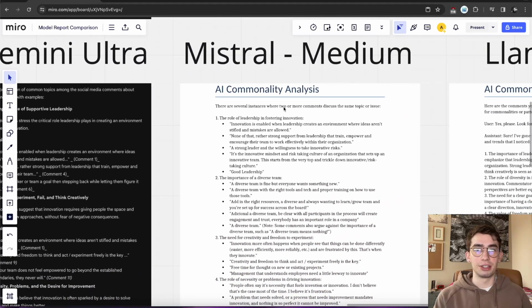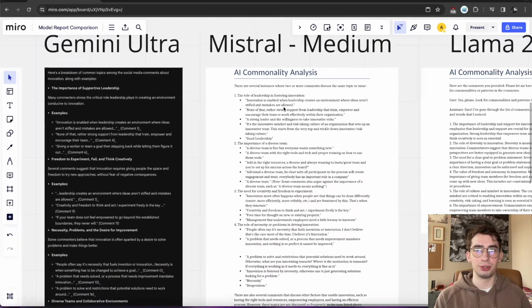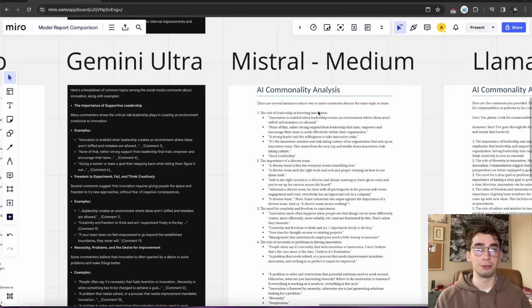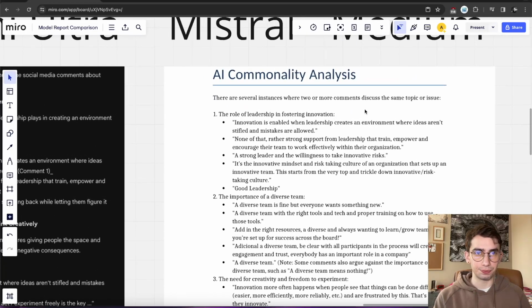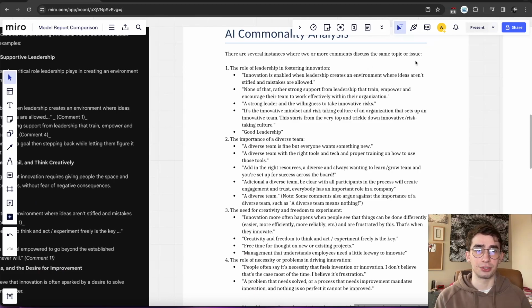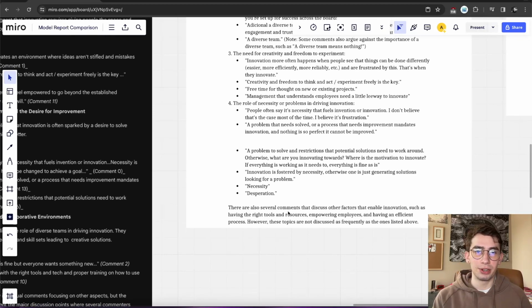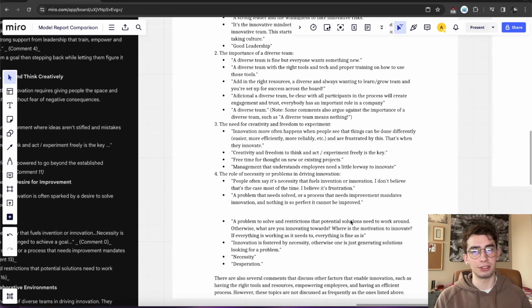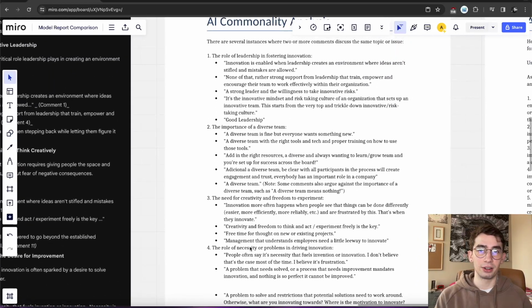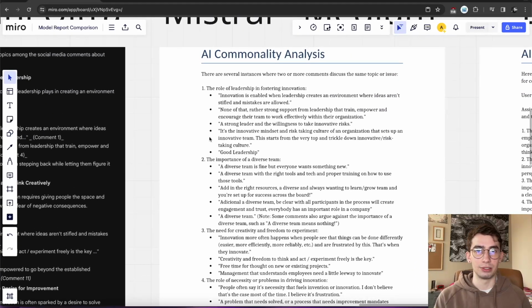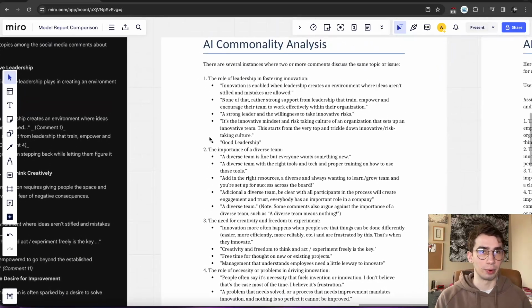Mistral-Medium also did a very decent job as well. Similar to Ultra and GPT-4 Turbo, it was able to give me where 2 or more comments discuss the same topic or issue, and gives things like the role of necessity or problems in driving innovation, and will list out some good stuff. It also has that disclaimer note, several comments that discuss other factors, and it even tells me what those other factors might be, which I really liked and why I didn't list those. But it did put together and effectively group really well these comments here in a very straightforward and clear way.